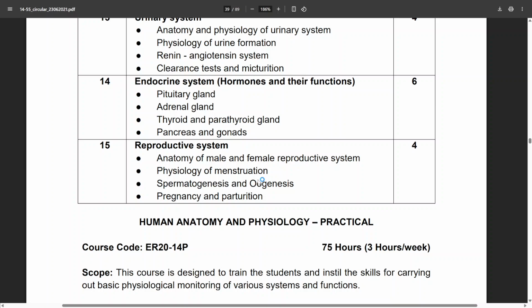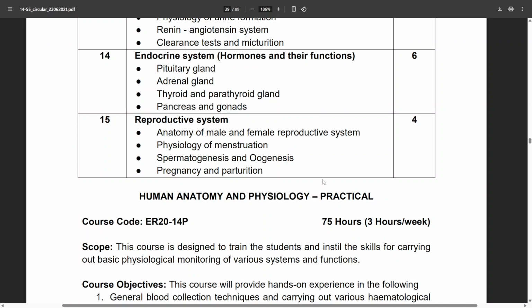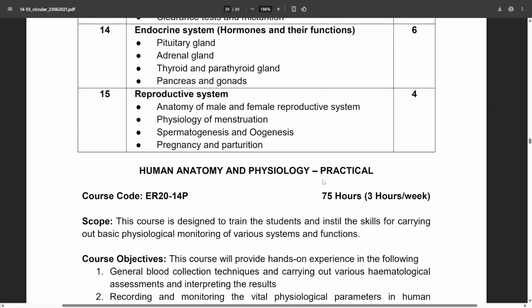Chapter 15, reproductive system, anatomy of male and female reproductive system, physiology of menstruation, spermatogenesis and oogenesis, pregnancy and parturition.